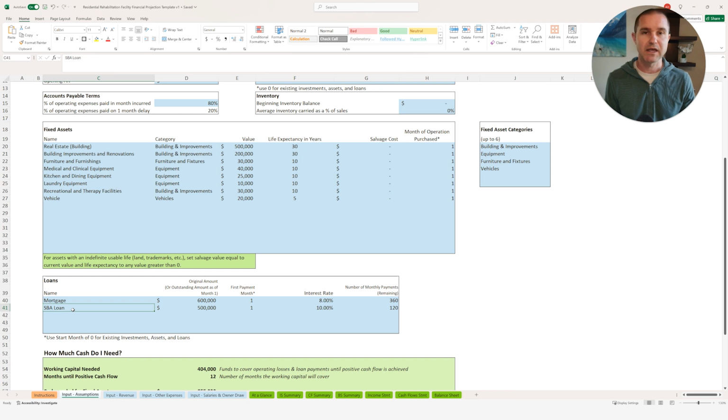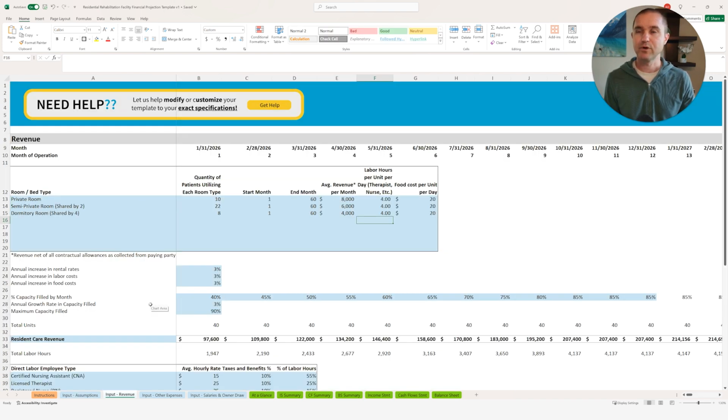Then maybe you also get an SBA loan for operational funds or working capital. And so that's what we have here, $500,000, 10% over a 120-month term, or 10-year term. All right, let's go to our input revenue tab.